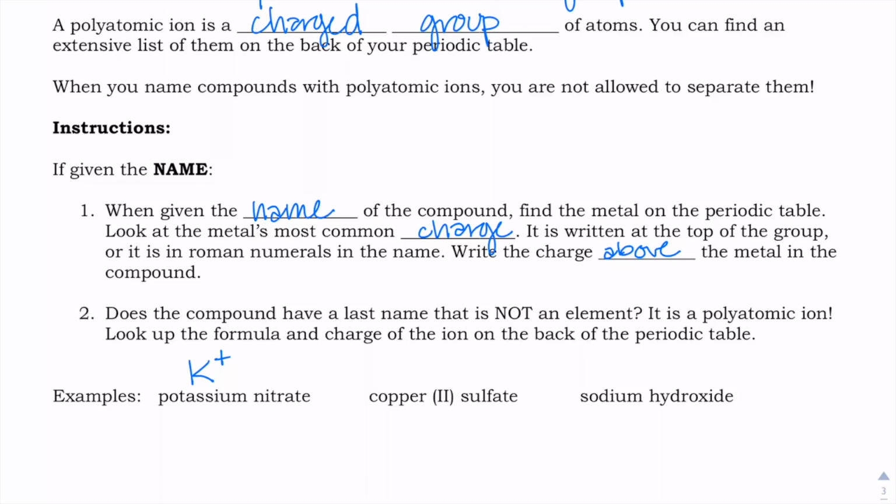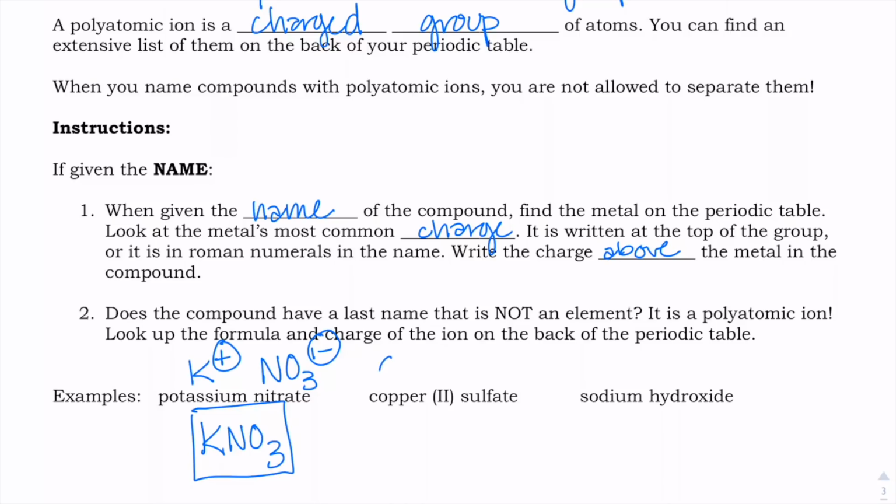Then you need to go look up the formula for nitrate. Look that up on the back of your periodic table. The formula for nitrate is NO3, and that whole thing has a -1 charge. So +1 and -1 are going to cancel out because you have a 1 plus and 1 negative. You'll get KNO3. That's the whole compound. It's important: anytime you have more than 2 elements, you're going to name it like a polyatomic ion. So let's try another one.